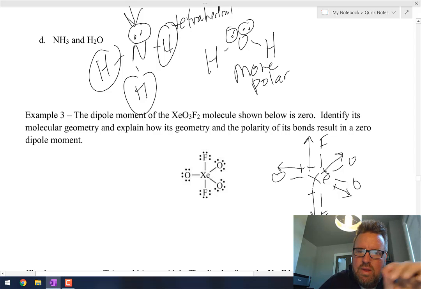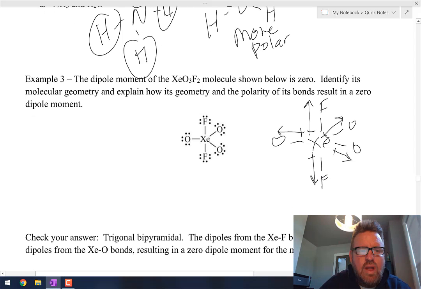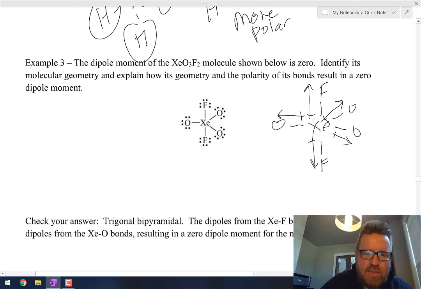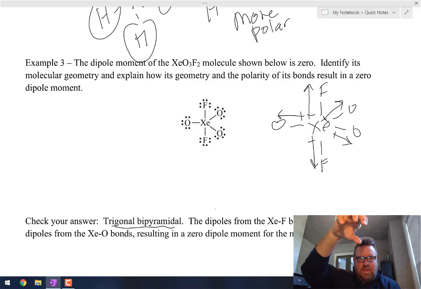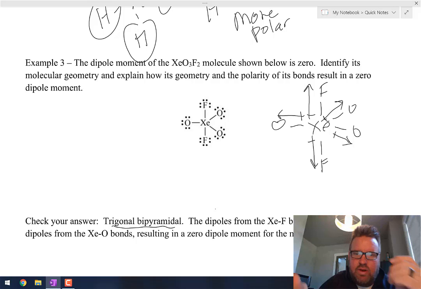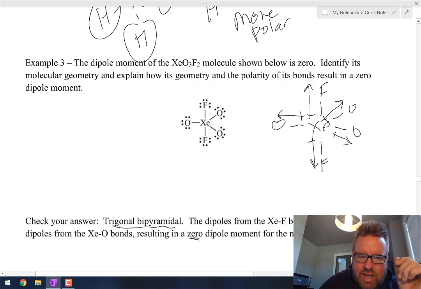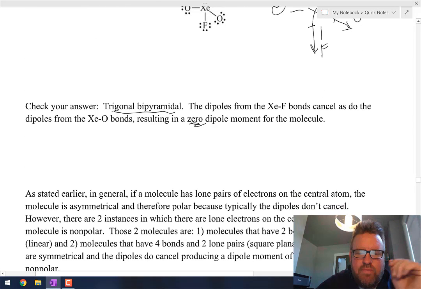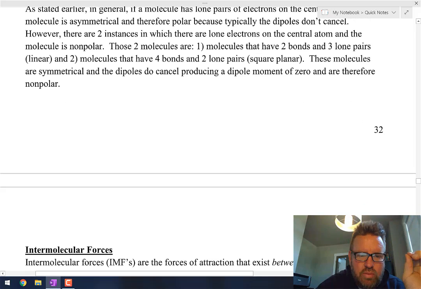Okay, so identify its molecular geometry. Absolutely, trigonal bipyramidal. The dipoles from the Xe-F bonds cancel because again, one's going up, one's going down, and the same for the Xe-O bonds because you've got that trigonal planar shape, resulting again in a 0 dipole moment for the molecule.